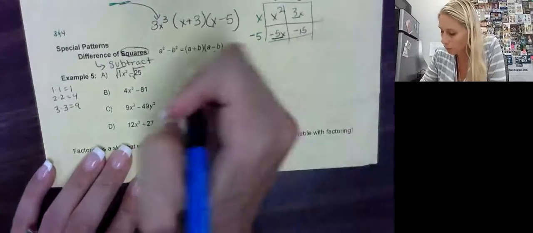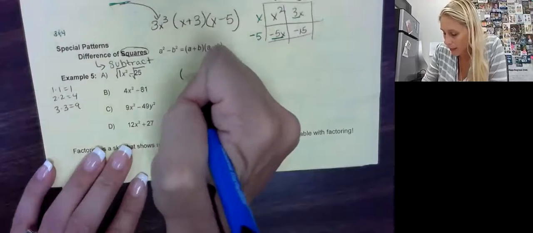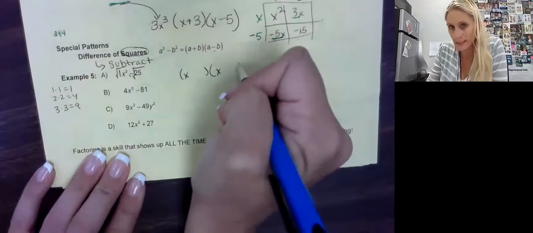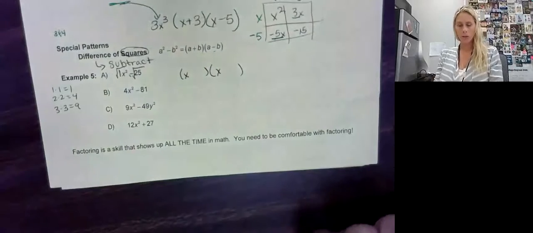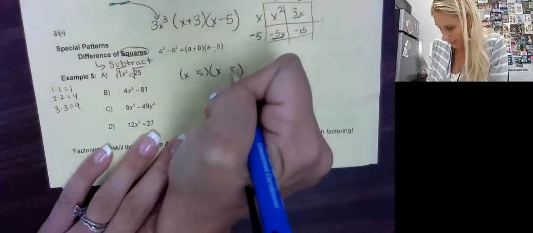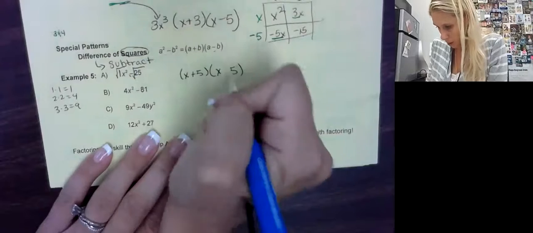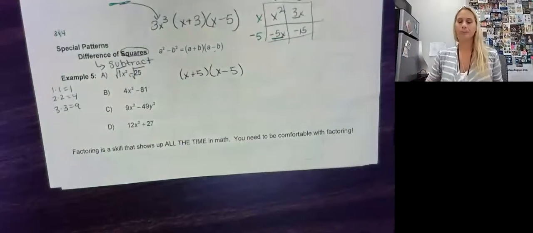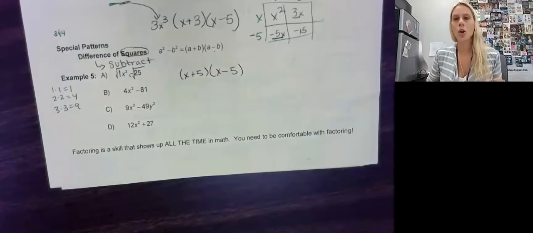Okay, what's the square root of 1x? X. Right? So x there and x. What's the square root of 25? 5. And then guess what? One's addition, one's subtraction. Ta-da! We are done. I love this. It's so great when you recognize difference of squares.